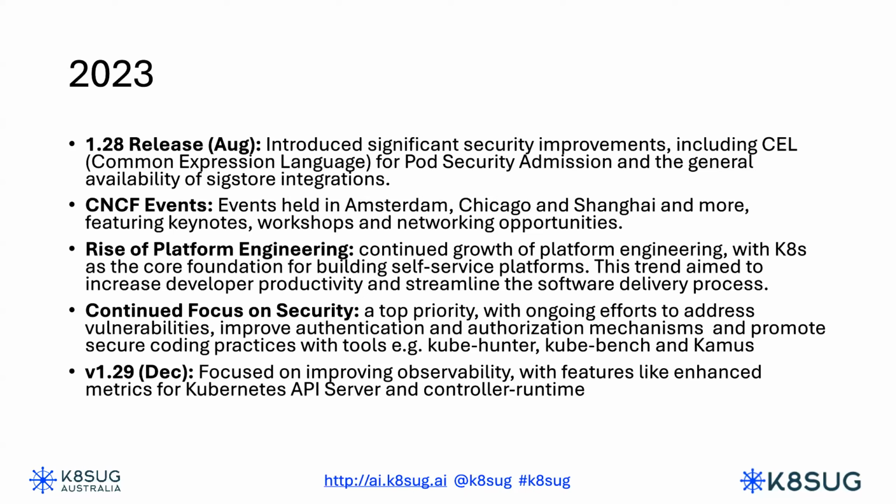As mentioned, continuing from '22, there was a focus on security, as this was a top priority, and this meant addressing vulnerabilities and improving authentication across all aspects, and promoting secure coding practices using tools, including but not limited to Kubernetes, Kyverno, and KMS. Finally, in December came the initial release of version 1.29, which had a great focus on observability with features like enhanced metrics and controller runtime.